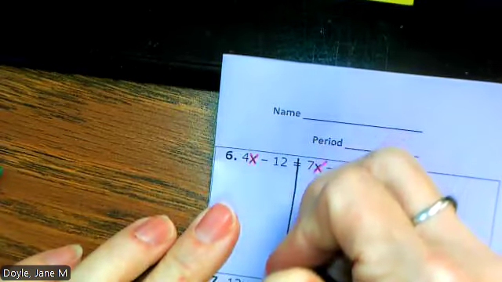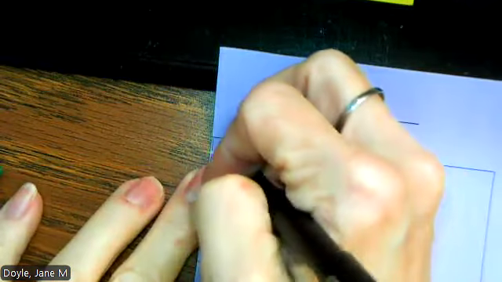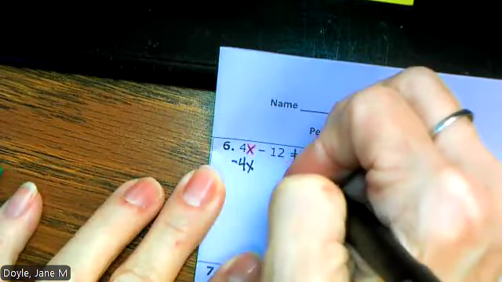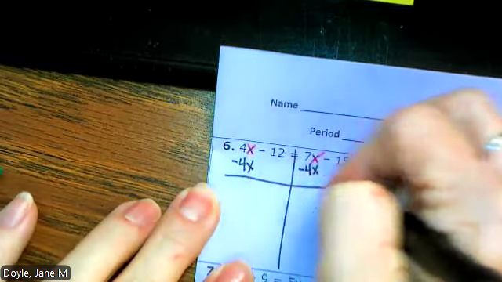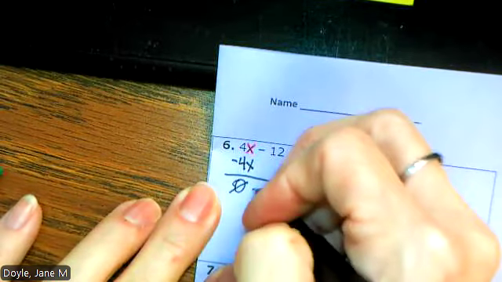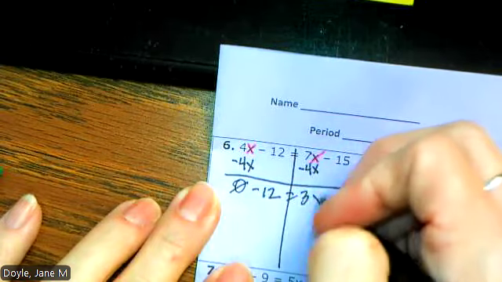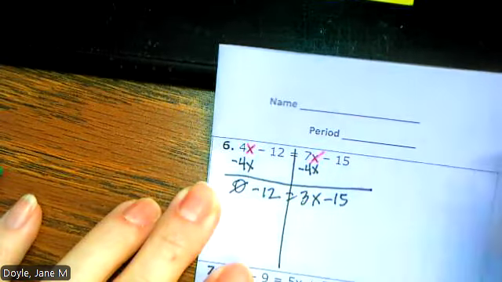Steps on your bright pink sheet say that if you have variables on both sides, move the smaller one. What that does is keeps you from having a negative coefficient in front of your variable. You don't have to do that; you can do it the other way. It's just helpful. So 4 is smaller than 7, so we're going to subtract 4x from both sides. 4x minus 4x is going to zero out. 12 comes down. 7 minus 4 is 3x, and the negative 15 comes down.